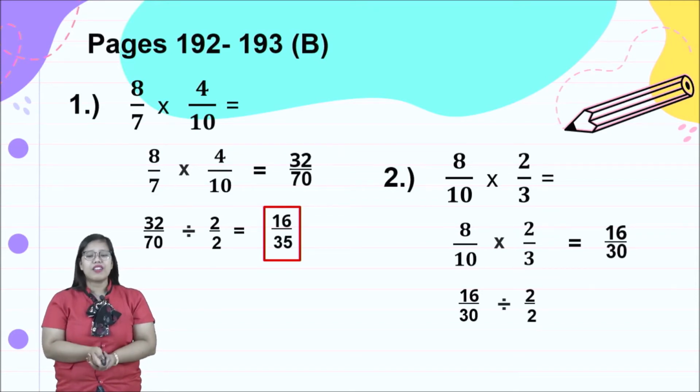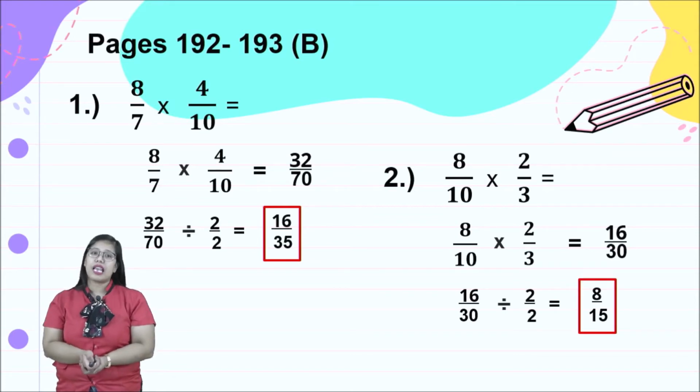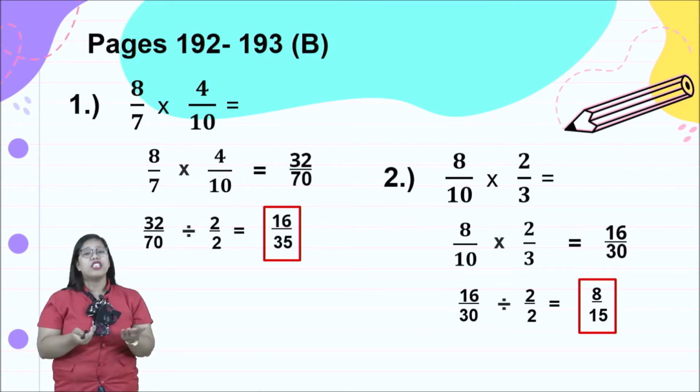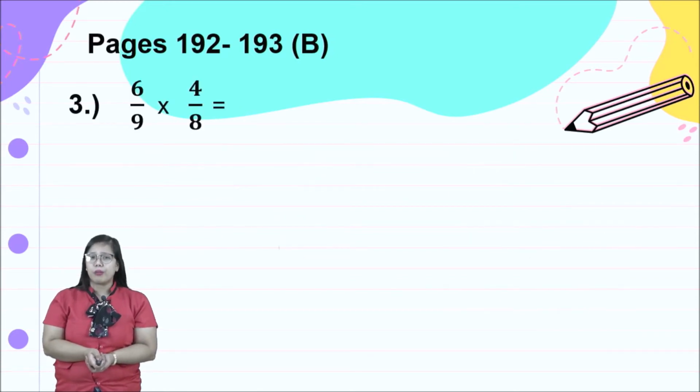And their GCF is, very good, it's 2. So 16 divided by 2 is 8. And 30 divided by 2 is 15. And our answer for the number 2 is 8 over 15. Did you get it, kids? Yes, very good. So let's proceed with number 3.